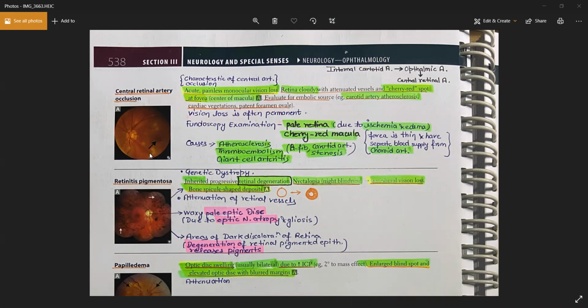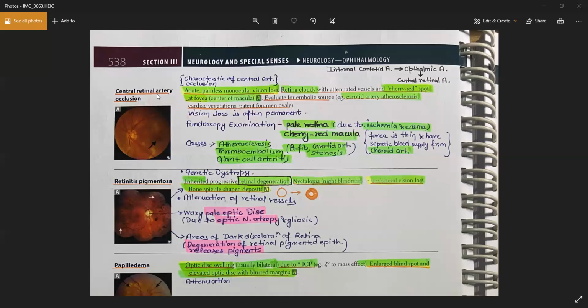But one part I told you has a dual blood supply, and that was the macula, right? In the center of the macula, you have the fovea. So on the fundoscopy, what you will see is a completely pale retina, but it has a central red dot, and that is the macula. It will appear as a cherry red spot at the macula or at the fovea. So a patient who is having a sudden painless loss of vision, and on the fundoscopy you're seeing a cherry red spot on the macula and the rest of the retina is pale, think about central retinal artery occlusion.